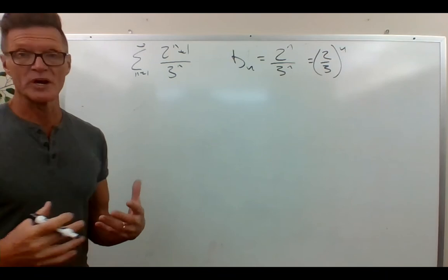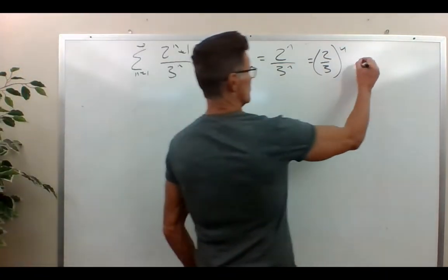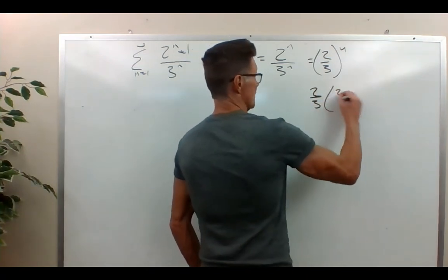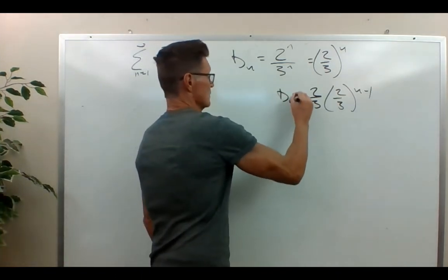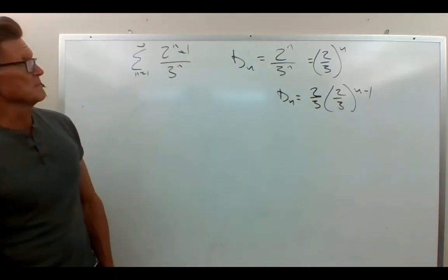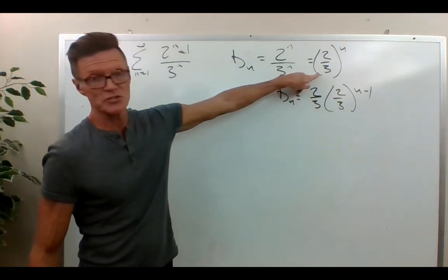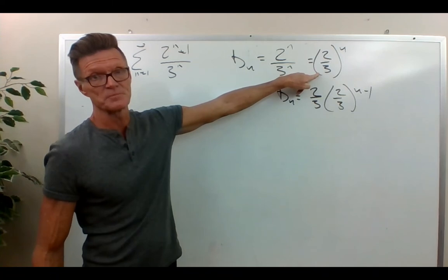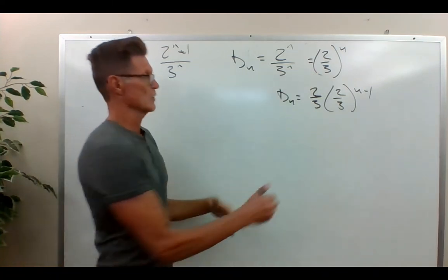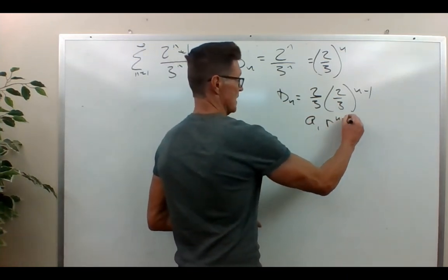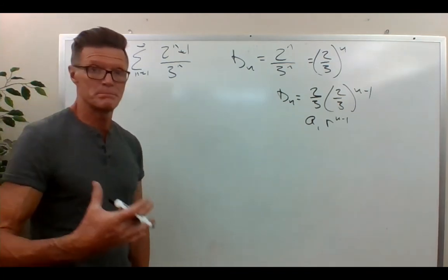If we wanted to, we could write it so it looked exactly like the form of the geometric series that we like, which would be 2/3 times 2/3 to the n minus 1. And that would be what I'd want. But basically what I'm going to go with is this version right here, 2/3 to the n. That's what I'm going to compare it to. But this is how you could make it look like our a sub 1 times r to the n minus 1. Well, let's just go with 2/3 to the n. So that's going to be my b sub n.